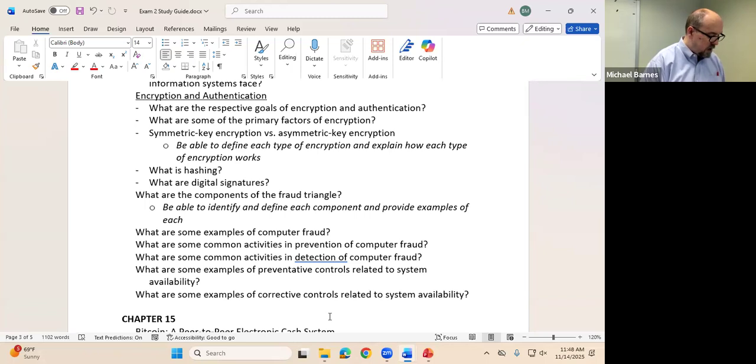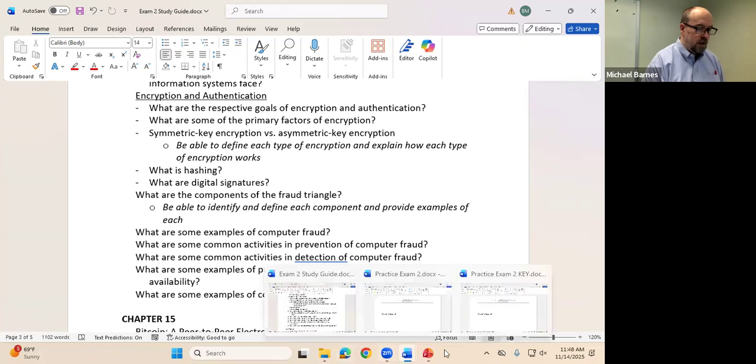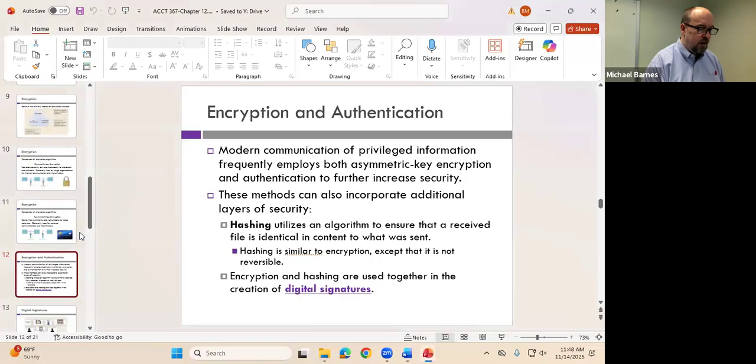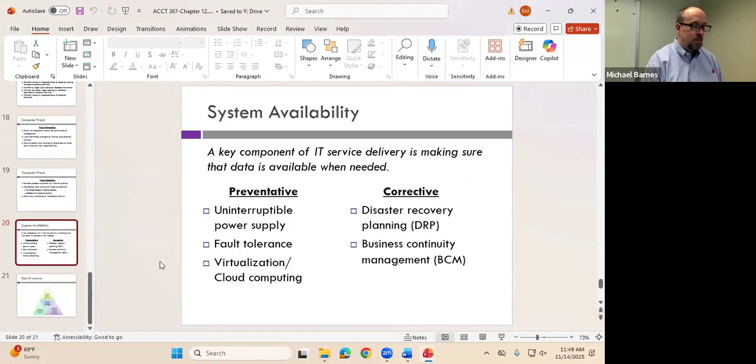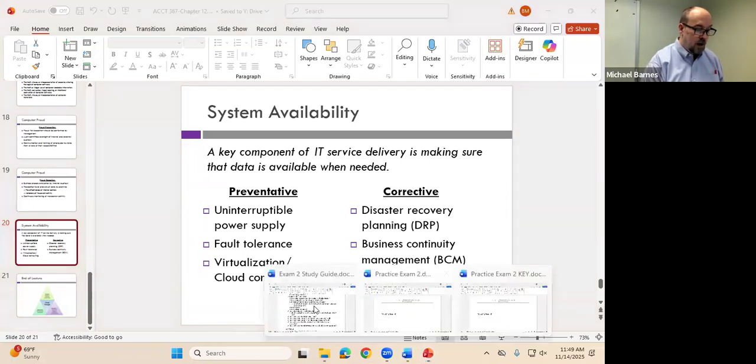What are some examples of preventive controls and corrective controls related to system availability? This was in the last slide for chapter 12. It was kind of an afterthought, but I do think it's important. We actually had a homework assignment where we talked about each of these. So please make sure you know what each of these represents. Actually, definition is probably a little too much. If I gave you a definition of each, you should be able to identify it. I don't think I'm going to have you define each of these, but you should be able to know whether it's preventive or corrective and probably be able to tell me why that's the case. So please make sure you're aware of that.